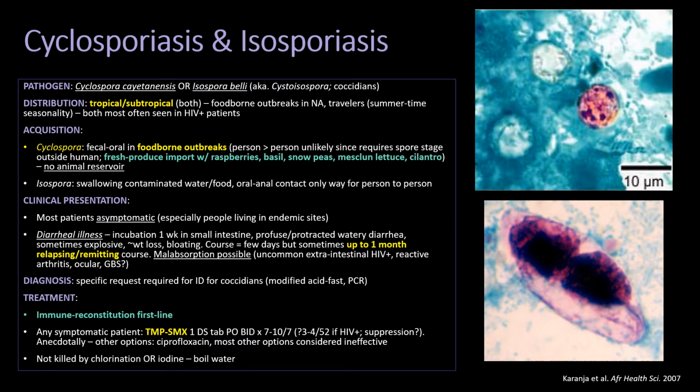Patients ingest cysts and most usually are asymptomatic, especially those who live at endemic tropical sites. But travelers or immunocompromised patients may develop a watery, sometimes explosive diarrheal illness, which can cause a malabsorption syndrome as well. Interestingly, reactive arthritis has also been reported with these organisms and possibly Guillain-Barré syndrome. Diagnosis, of course, requires special DFA staining for coccidians, and interestingly, treatment involves giving TMP-SMX for 7 days at typical doses. Immune reconstitution is, of course, always critical. Other salvage regimens may involve ciprofloxacin, but these options are commonly considered to be ineffective.